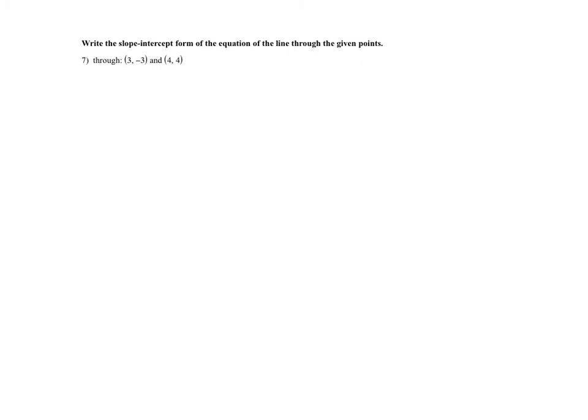So now I have 2 points. Again, I'm going to start by finding the slope. So x1, y1, x2, y2. So the slope equals 4 minus -3 divided by 4 minus 3. So 7 over 1 equals 7.